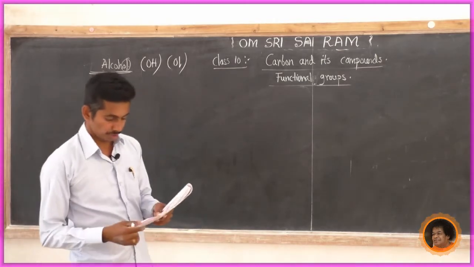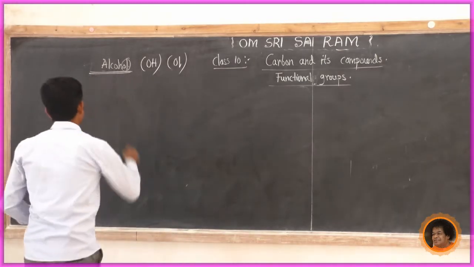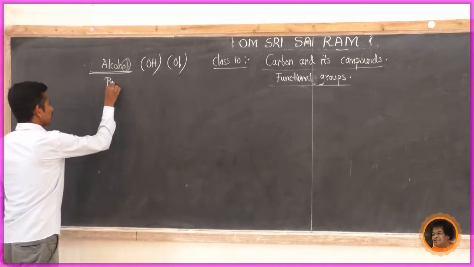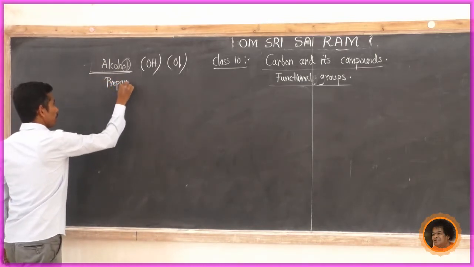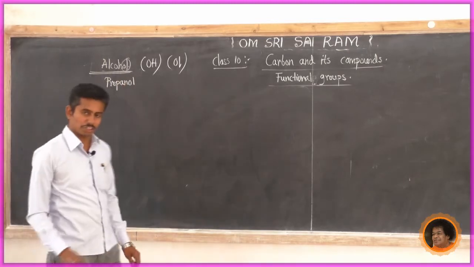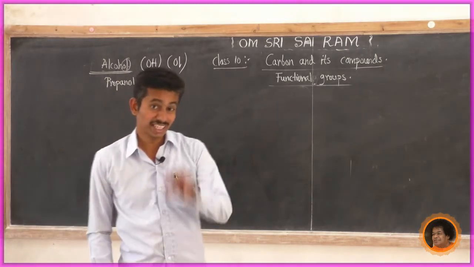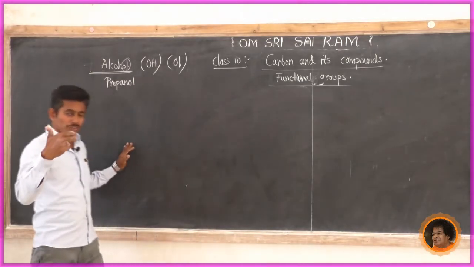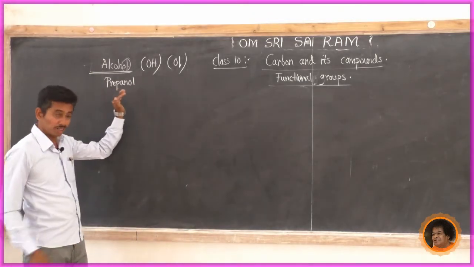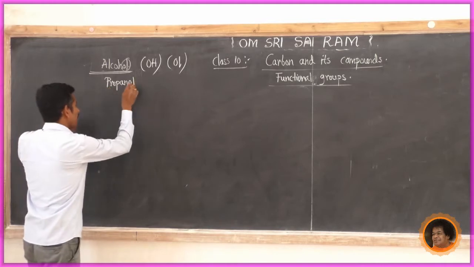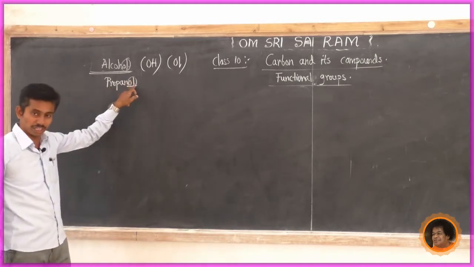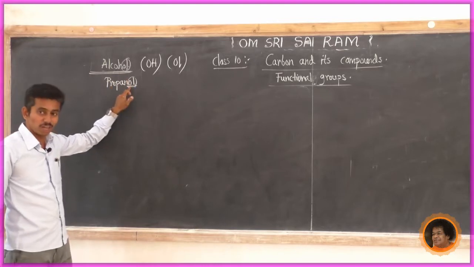Then, one example for alcohol: propanol. Just look at this. Propanol has a functional group. Yes, it is an alcohol. It is an organic compound. Why do we say it is an alcohol? Propanol: how does it end? What is the suffix present in this? The suffix is OL. So it is an alcohol.